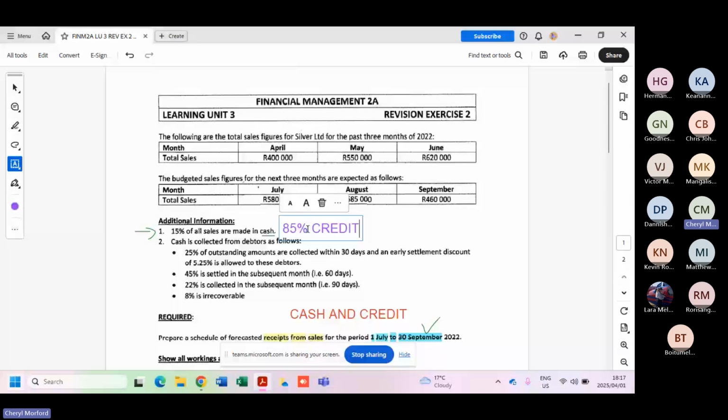We're going to calculate the credit sales for the relevant months. Now, you might notice over here, have a look there. We've got some other information here.